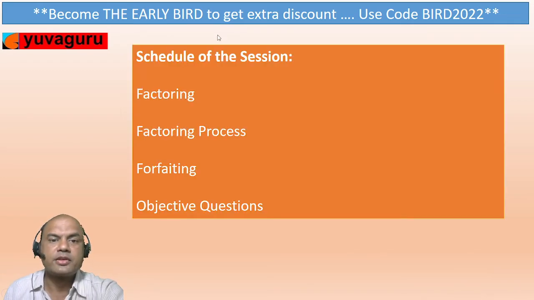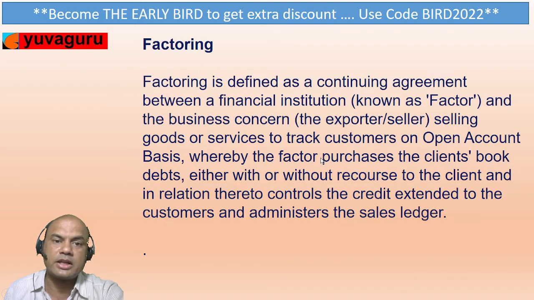Okay. So what is the schedule for today? Schedule for today is factoring process, forfeiting and objective questions. So roughly it will be a half an hour packed session. Okay, so follow the video till end. So let's move on with the topic.